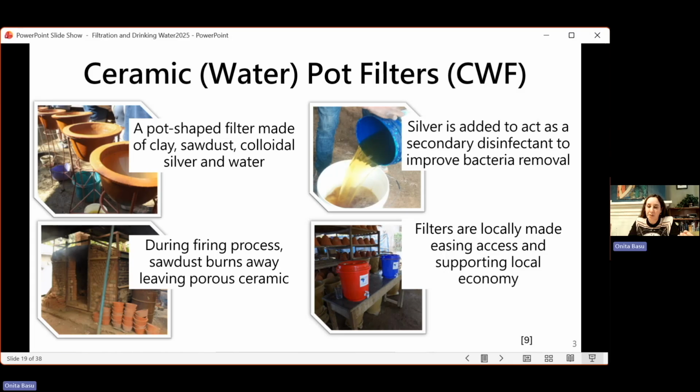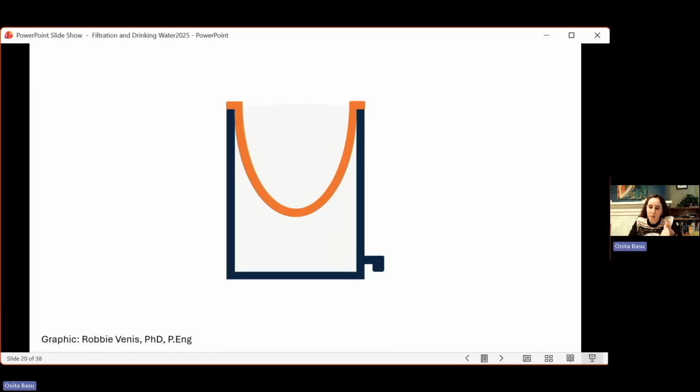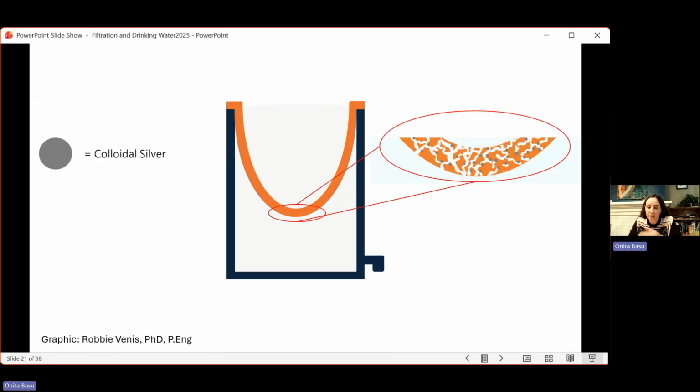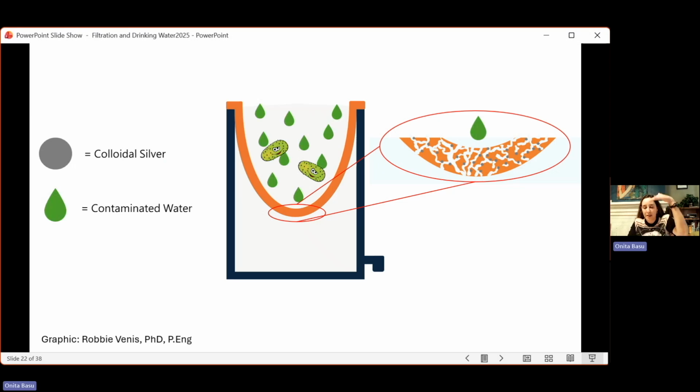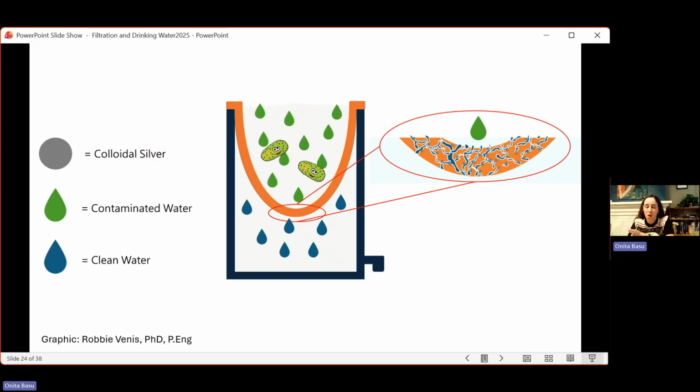The ceramic pot filters are made in the locations that we're working in, so they support the local economy. But I wanted to emphasize a little bit how they work. If you look at a cutaway and zoom in, what you'd see is this porous matrix with silver embedded in it. When the contaminated water hits the surface, it starts to filter through. Most, but not all, of the bacteria get caught in the pot itself, and then we have cleaner water coming through.